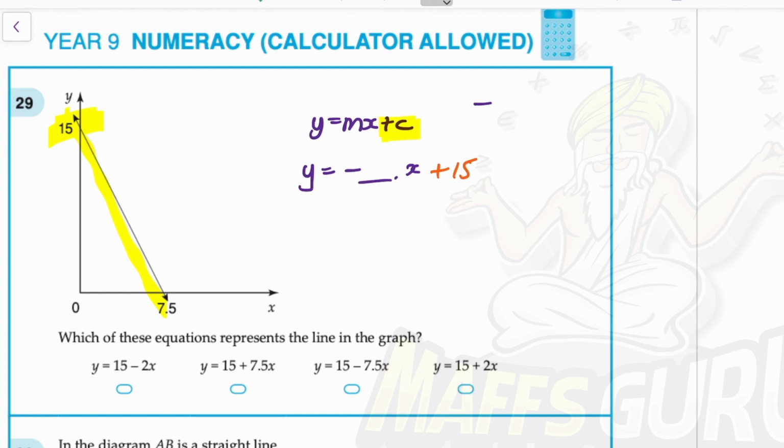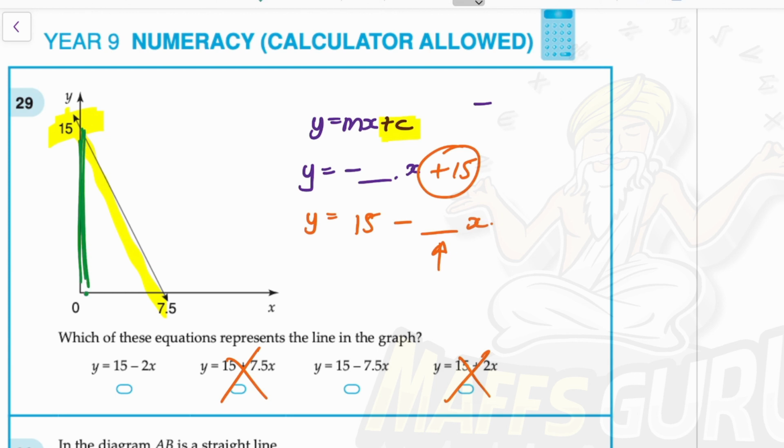All right, find the equation that represents the graph. So first things first, the value in front of the x has to be a negative. It can't be that, and it can't be that. Because they're trying to trick us, they've swapped these numbers around to make it 15 minus some value of x. This value here is the gradient of the line, and if we remember how to find the gradient, it is rise divided by run. So that's 15 high over 7.5. So my gradient is 15 divided by 7.5, which is 2. So that's minus 2. So 15 minus 2x, which gives me that value there.